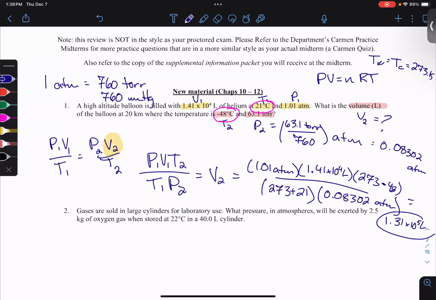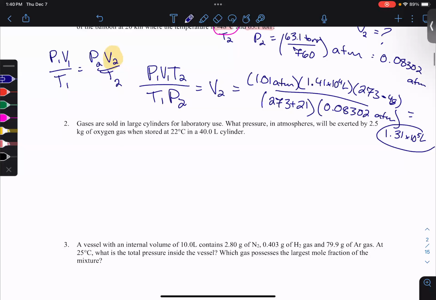All right, so in the next question, let's see, do we use the combined gas law again? Gases are sold in large cylinders for laboratory use. What pressure in atmospheres will be exerted by this much oxygen gas when stored at this temperature in this volume? All right. So it looks like we are solving for pressure. We're given an amount of oxygen gas, but it's in kilograms. We're given a temperature and a volume. So is this sample changing its conditions at all? No, it's just a sample at a condition.